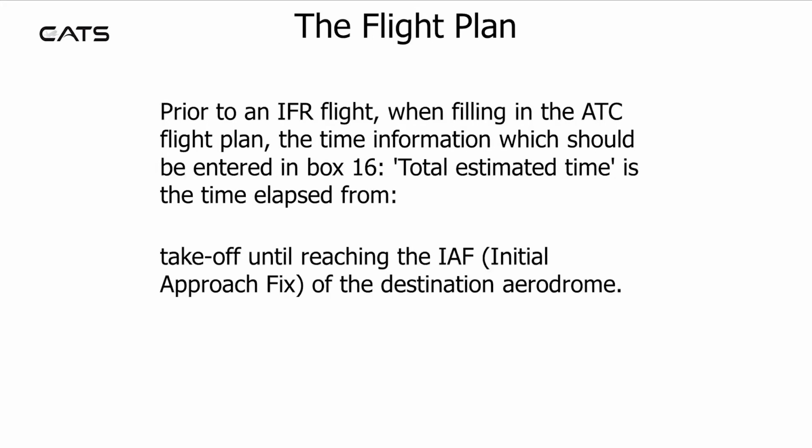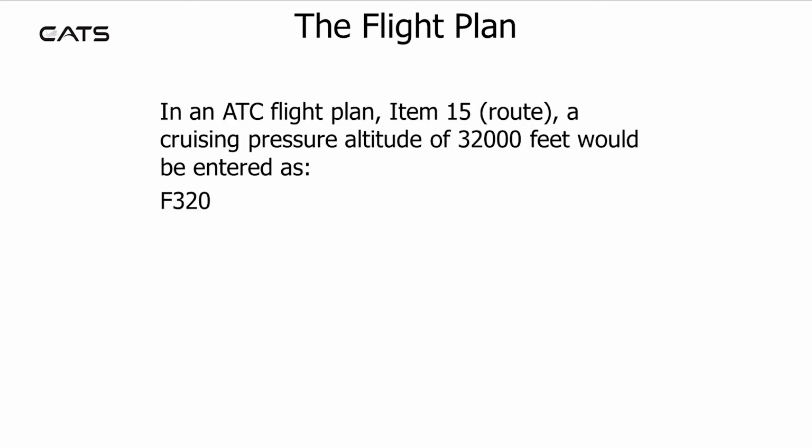Prior to an IFR flight, when filling in the ATC flight plan, the time information which should be entered in box 16, total estimated time, is the time elapsed from takeoff until reaching the initial approach fix of the destination aerodrome. In an ATC flight plan item 15 route, a cruising pressure altitude of 32,000 feet would be entered as F320.